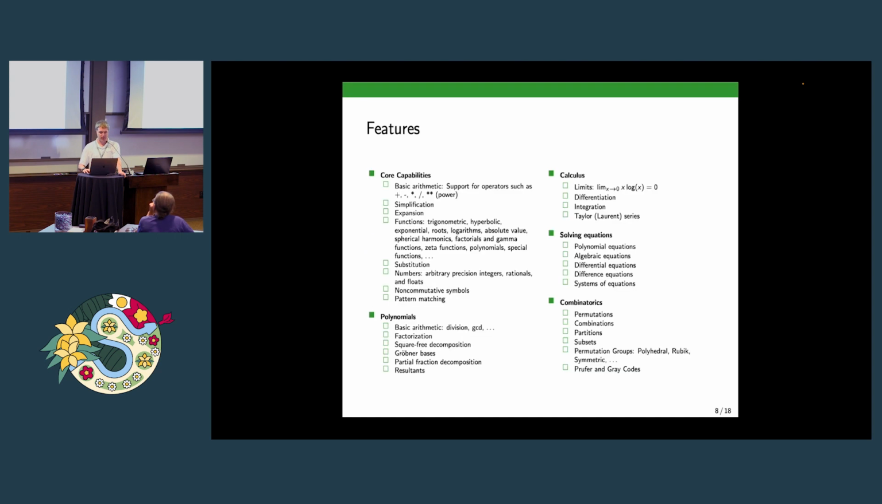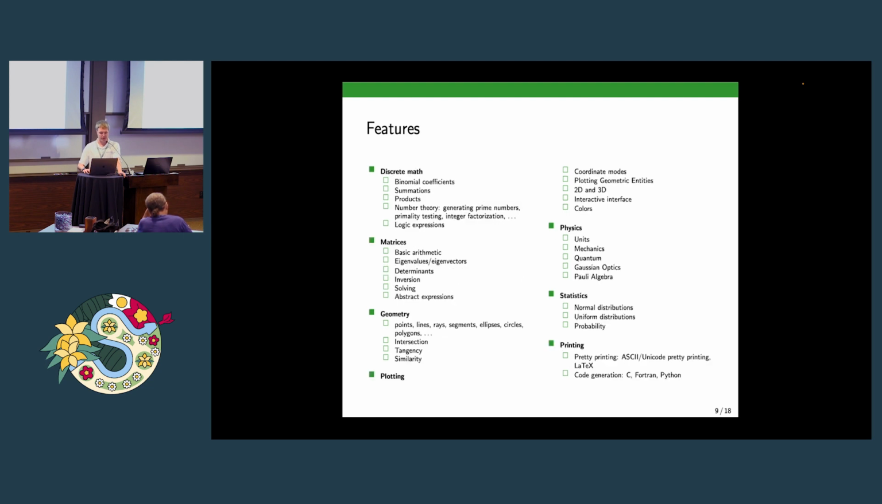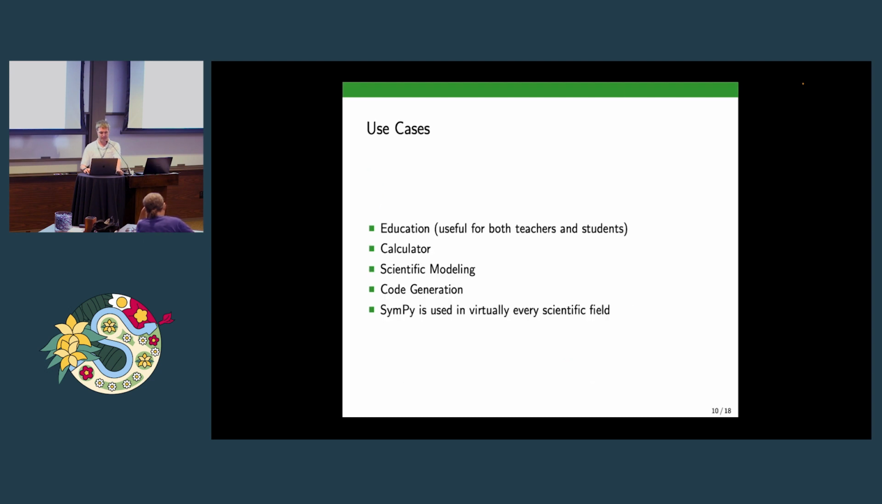So here's just a quick listing of some of the features of SymPy. I'll let you just glance through these, but these are sort of the basic things that you would expect a computer algebra system to do: polynomials, calculus, solving equations, combinatorics, discrete math, matrices, geometry, plotting, physics, statistics, printing. We're only going to get into a very small subset of this today, obviously, but the documentation will help you learn about what all is there.